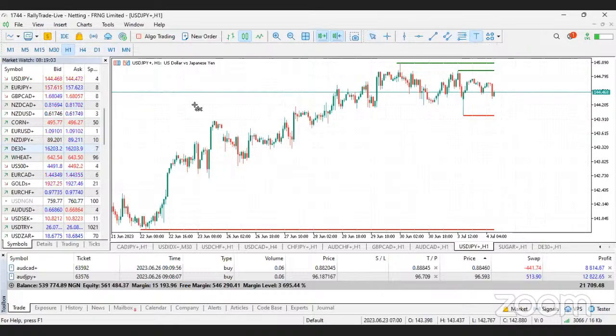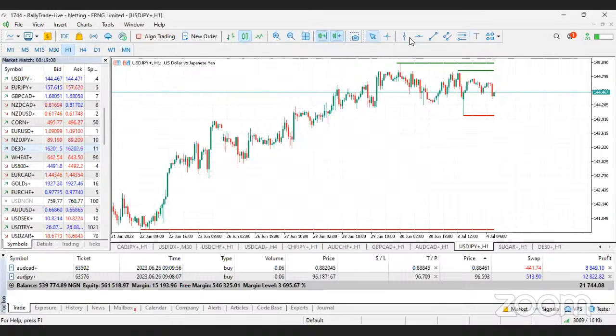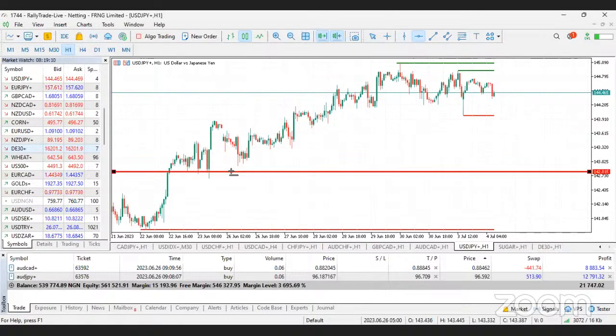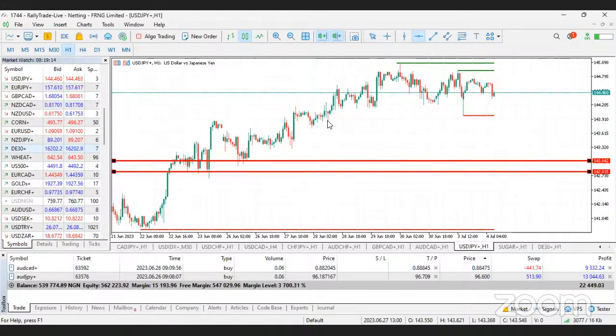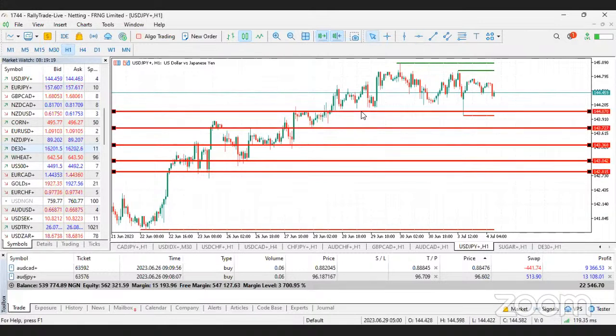So let me mark those previous higher lows. So we can see one here. Just quickly mark them for us. This is a higher low. This is a higher low. This is a higher low. This is another higher low. See, this is another higher low.